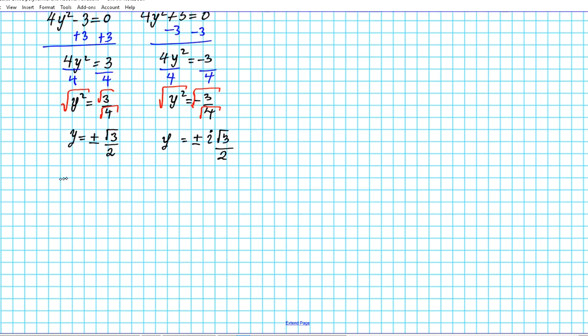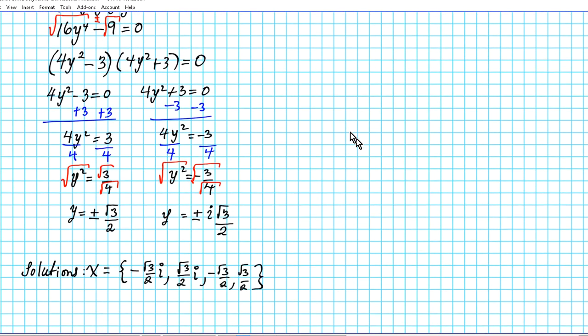Okay? So our solutions are as follows. Our solutions are negative root 3 over 2i, positive root 3 over 2i, negative root 3 over 2, and root 3 over 2. So those are the solutions to the original equation. Alright, let's take a look at one more example.